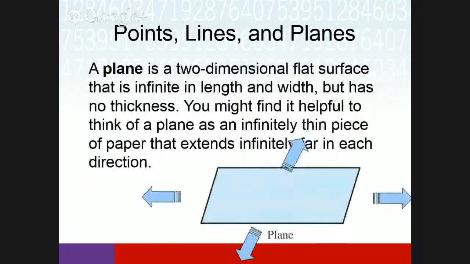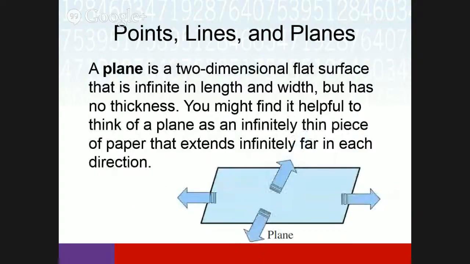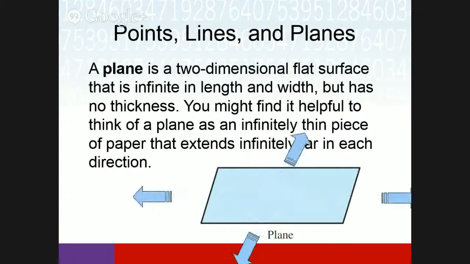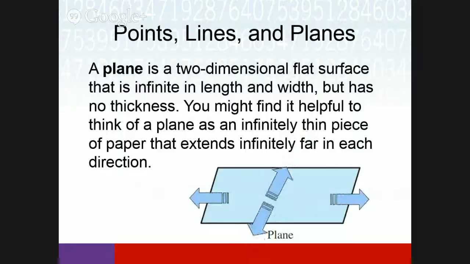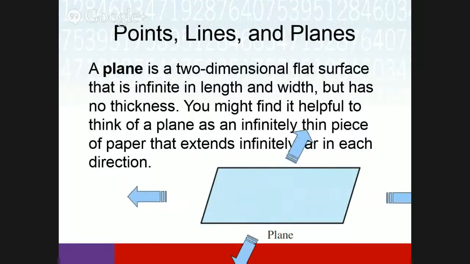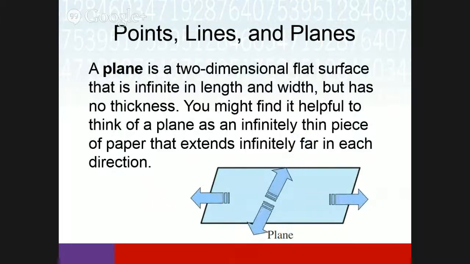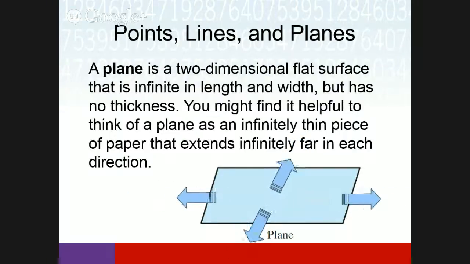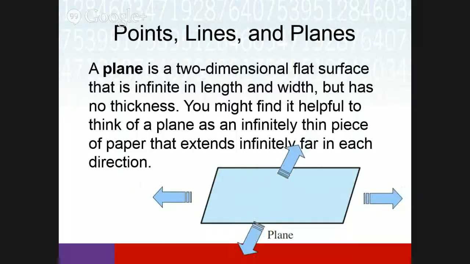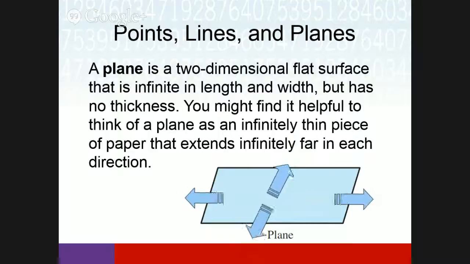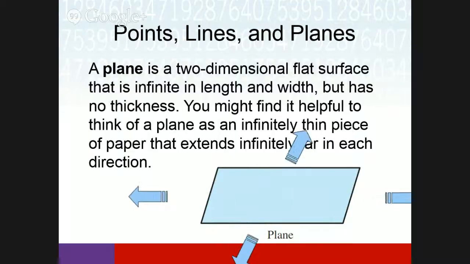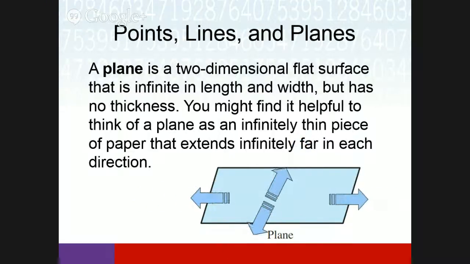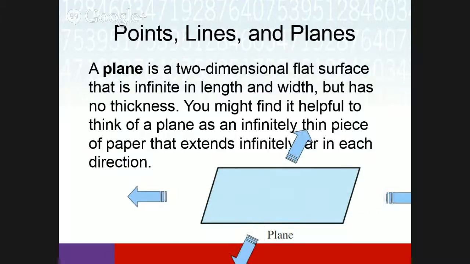A plane is where 2 lines intersect. It's 2-dimensional. It's a flat surface. It's infinite in length and width. It has no thickness. You might think of it like a piece of paper. So typically we think of the XY plane, right? This is the x-axis. This is the y-axis. But it can be tilted any way. This could be the XZ plane. Any way I can tilt this is a plane. The only thing I need to define a plane is 2 lines.